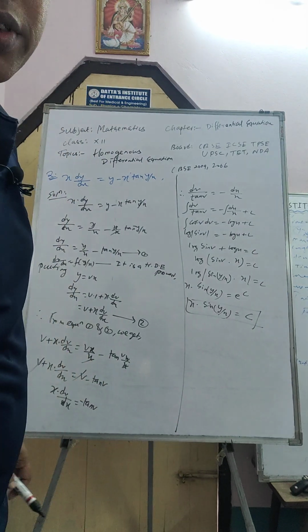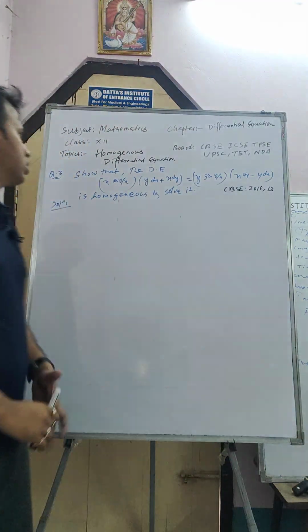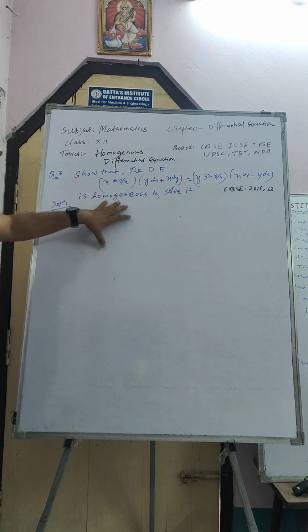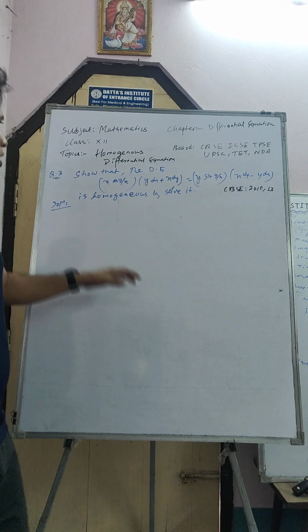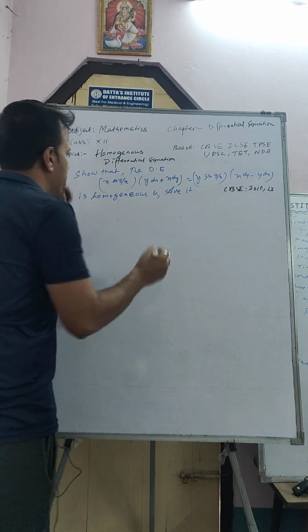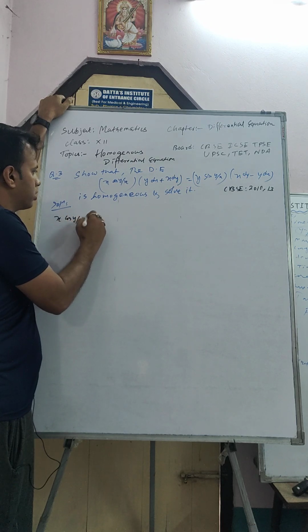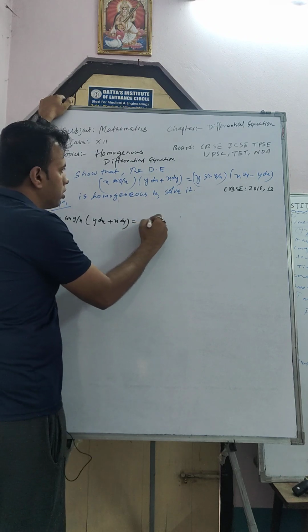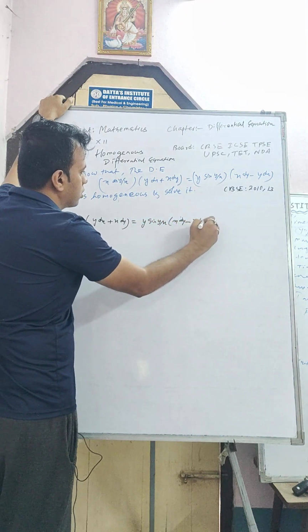So now our next question is this one: show that the differential equation is homogeneous and solve it. This question came in 2010 and 2013, so it is a little bit harder. I first write the equation: x cos y by x (y dx plus x dy) equals y sin y by x (x dy minus y dx).